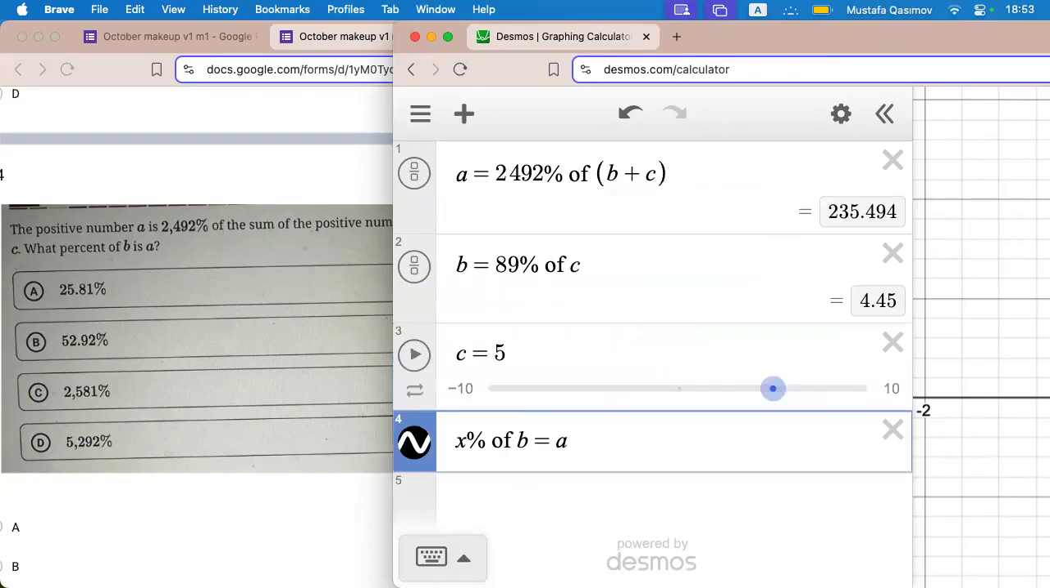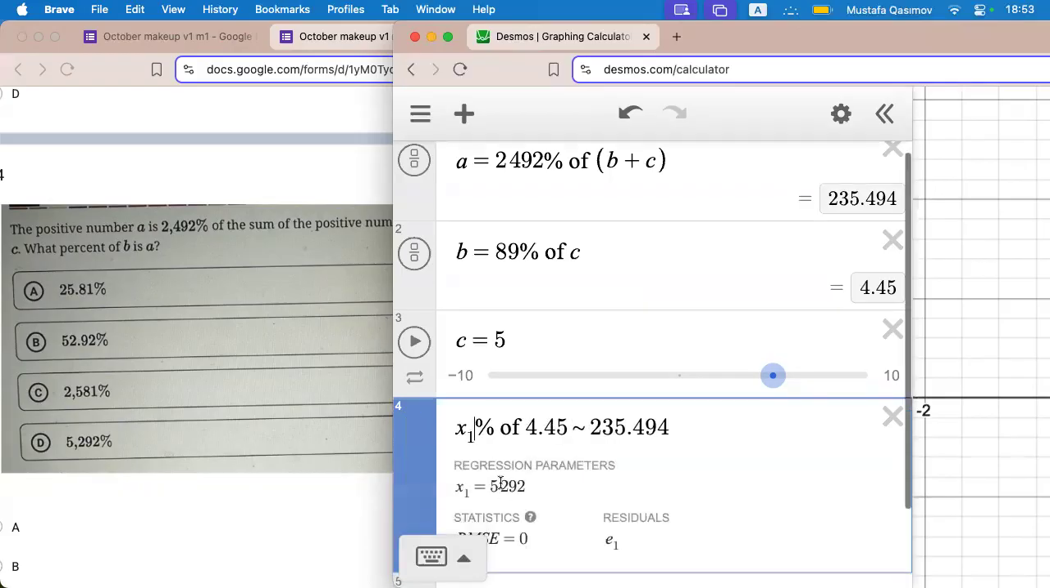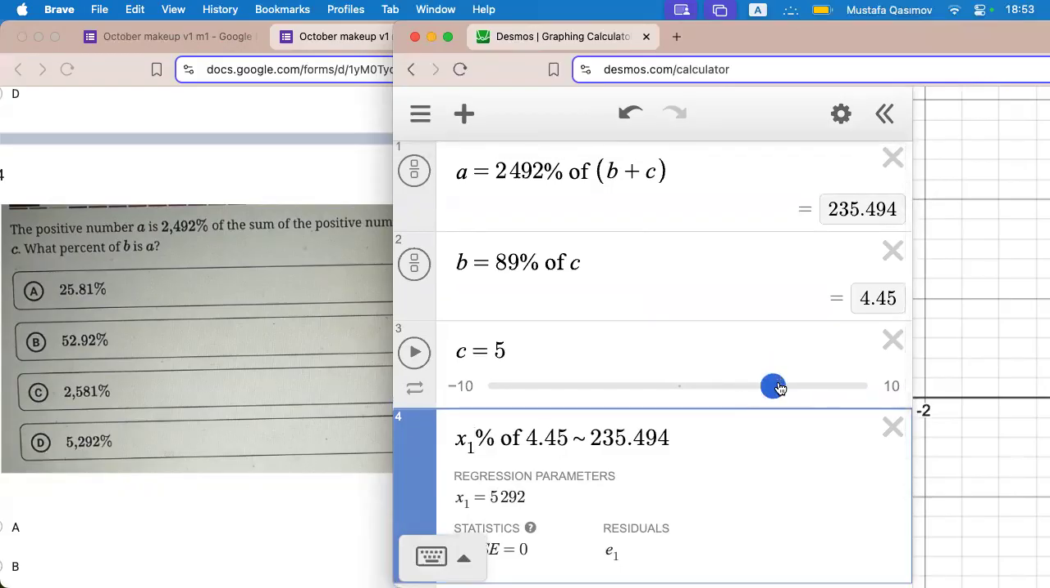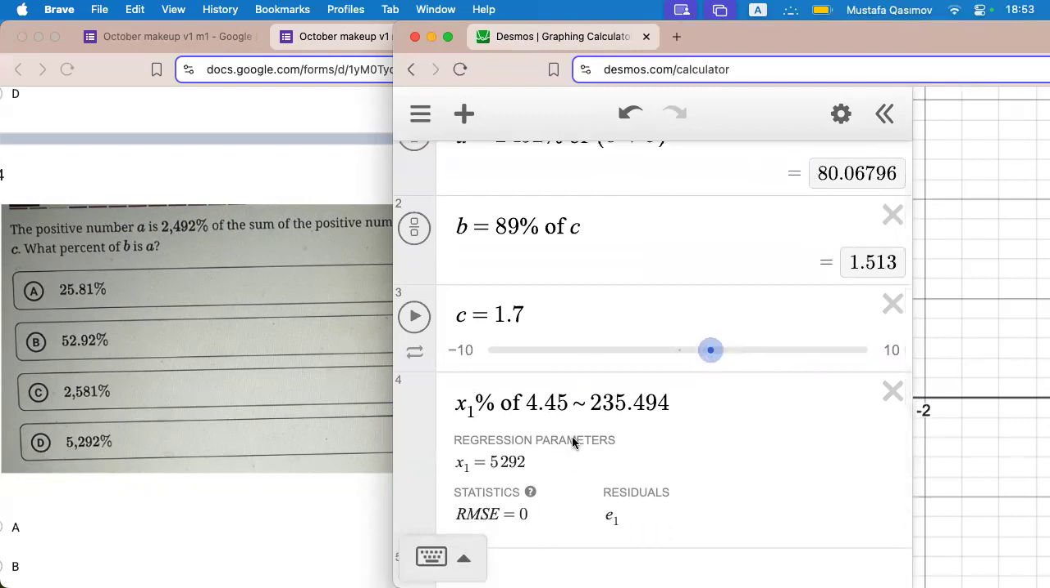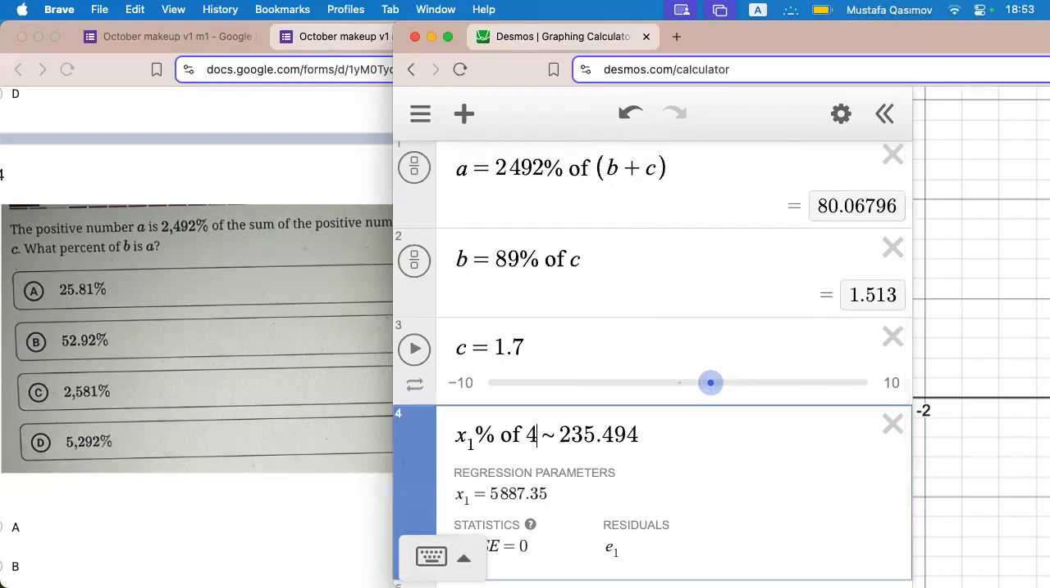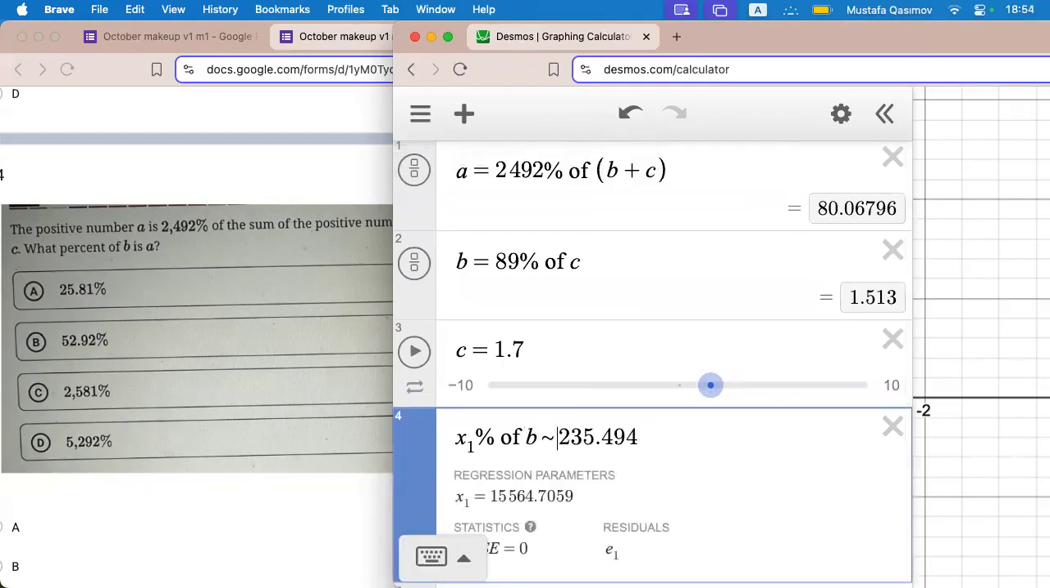Then write these values instead of A: 235.494, and instead of B write 4.45. Then use this sign and you will get the answer: 5,292, answer is D. If you change the value of C, this number will change, but the value will be the same all the time. Actually, if you write it like that, it will also be correct, but sometimes it doesn't work.